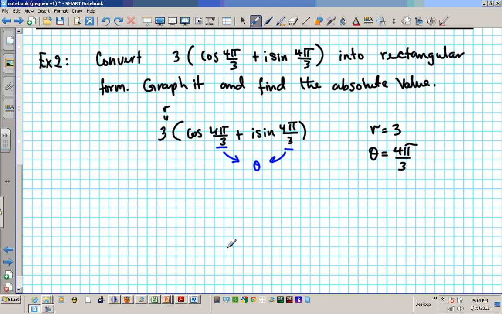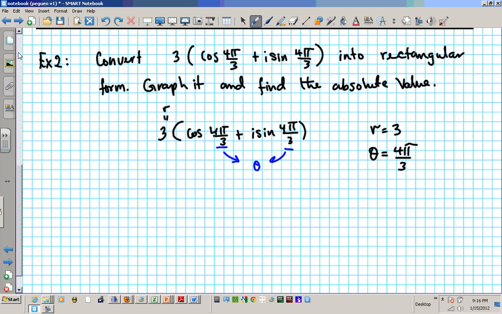That's r, that's theta. So we need x and y. This problem is not that difficult. Cosine 4 pi over 3 and sine 4 pi over 3 can tell us a third of what x and y are, since 3 is out here. So let's find out what cosine 4 pi over 3 and sine 4 pi over 3 are. If the angles are on the unit circle, you don't need a calculator, you can be exact. But if the angles are not on the unit circle, then you have to use a calculator, okay?